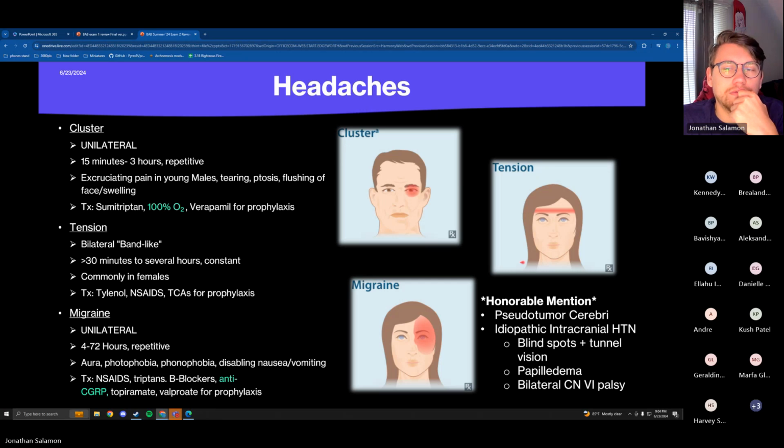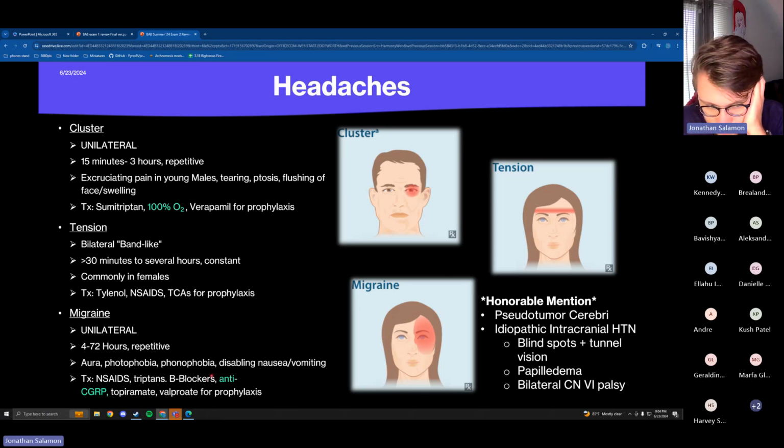Headaches. Know these. Just know based off of the description. Know which one is which. Do not forget that you treat cluster headaches with 100% oxygen. You use triptans. Usually they're talking about abortive therapies when they ask you questions. They're not usually talking about preventive therapies.